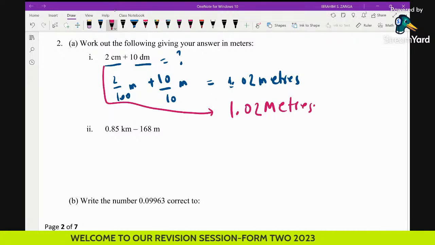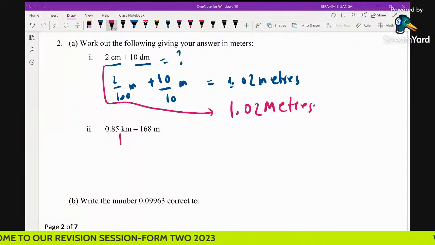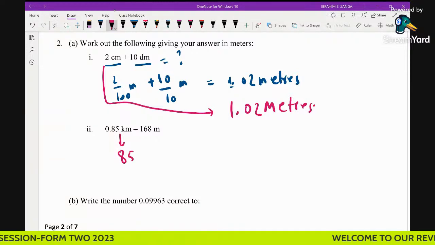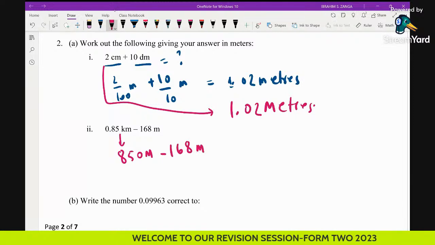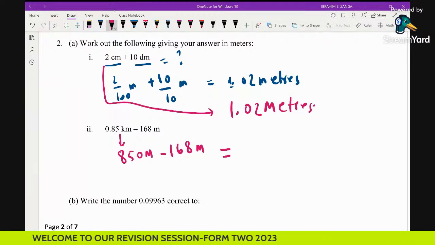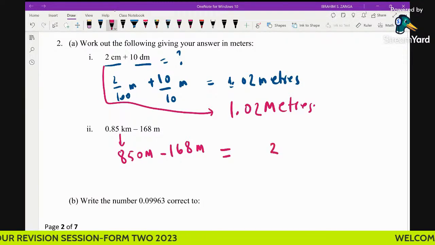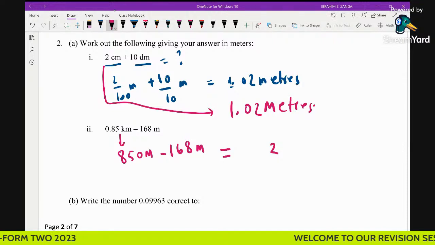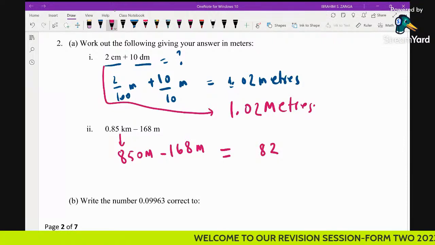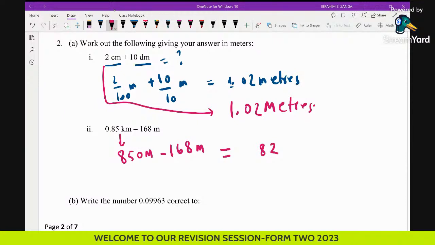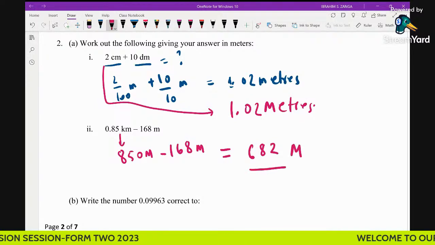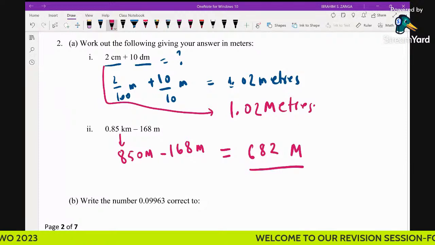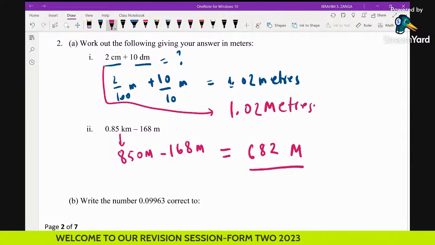The next one we have is 0.85 kilometer. This is equivalent to 850 meters minus 168 meters. When you subtract, 10 minus 8, you get 2. 14 minus 6, you get 8. And you have 7 here, 7 minus 1, you get 6. So we are having 682 meters, dear friends. 682, dear students.